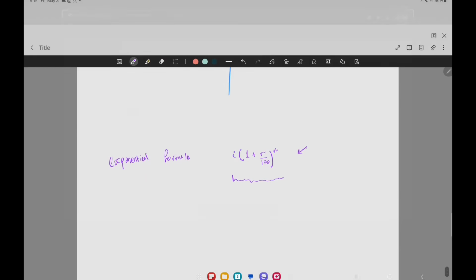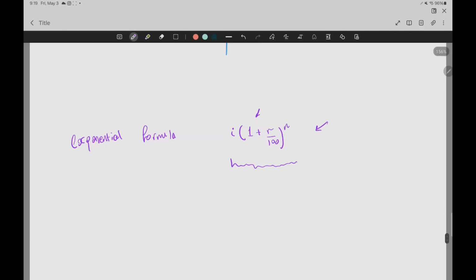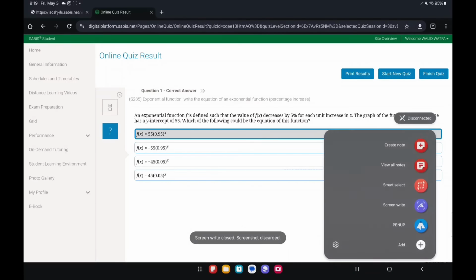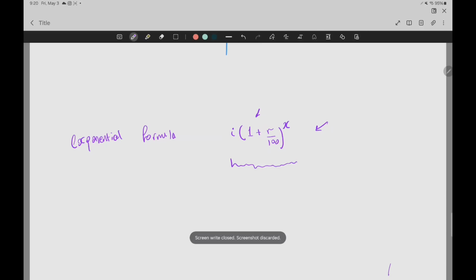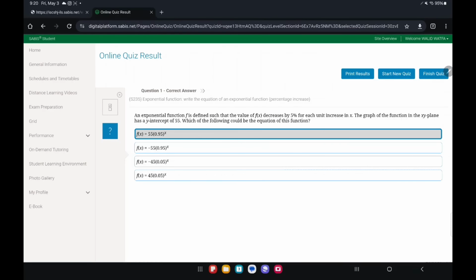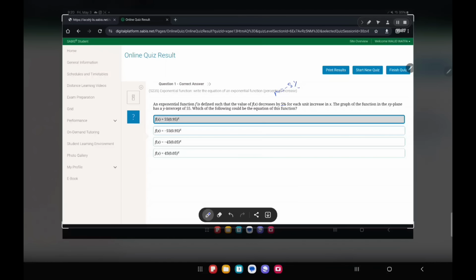So what did we say the exponential formula was? It's always I times 1 plus r over 100 to the power of n. So let's go back here. We got our rate is decreasing by 5%, so the rate is negative 5%. Okay, its y-intercept is 55, so we pass through 0,55. So we want to use the exponential formula, and that is y equals I times 1 plus r over 100 to the power of n. Or if you want, you could say x, actually. Replace this, call this x, not n. Okay, r equals minus 5%, y-intercept 55, so 0,55. What's our formula? Y equals I times 1 plus r over 100 to the power of x. You can write n, whatever, but usually it would be better to write x. Okay, our initial. I stands for initial amount.